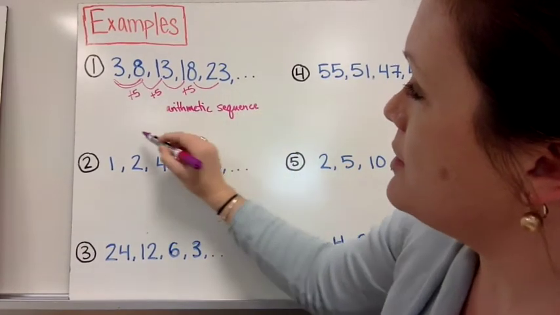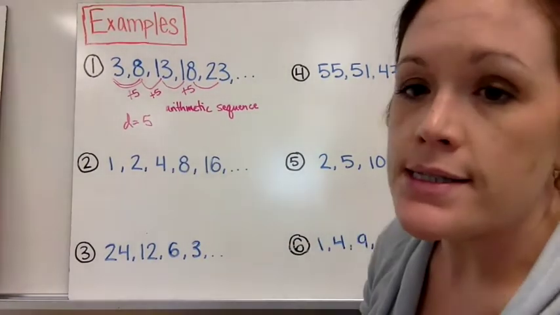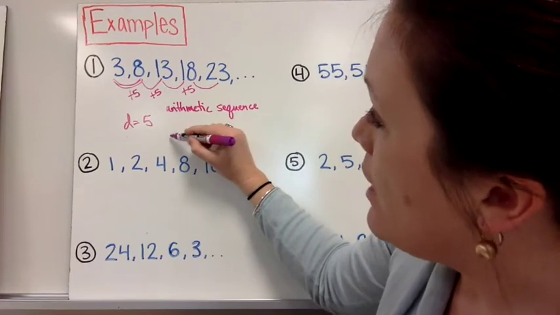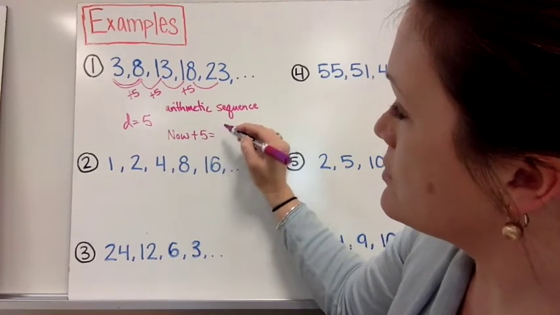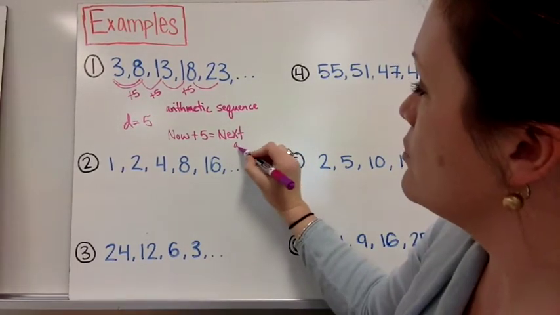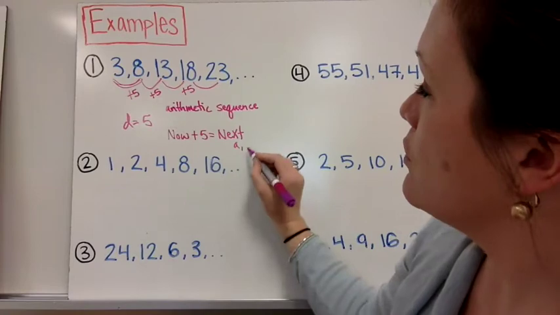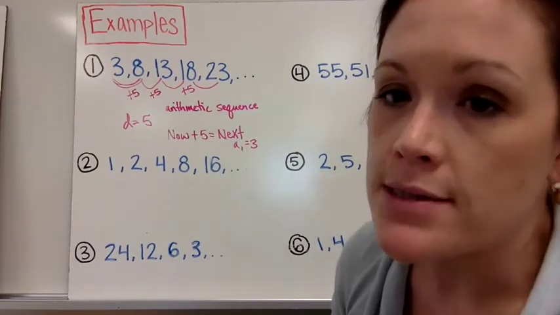That we have a common difference d of a positive 5, so it's an increasing sequence. And our next equation would be now plus 5 equals next. And our a sub 1 value, or our starting value, was equal to 3. And again, we point that out because they ask us questions about that sometimes.